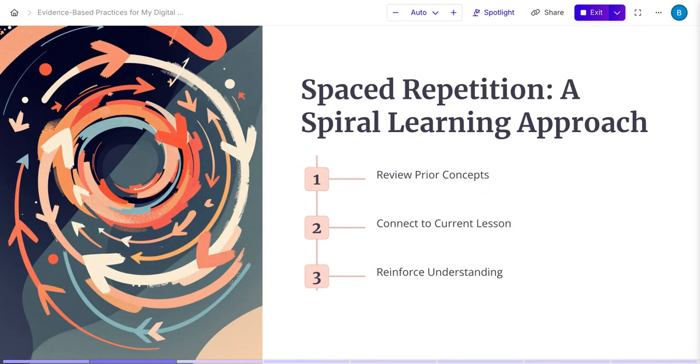First is spaced repetition, or I like to call it a spiral learning approach, because this is basically reviewing prior concepts at the beginning of each class. So kind of just a recap of what's been learned and taught, and then I will find connections to the current lesson, and then connect the dots and reinforce understanding.